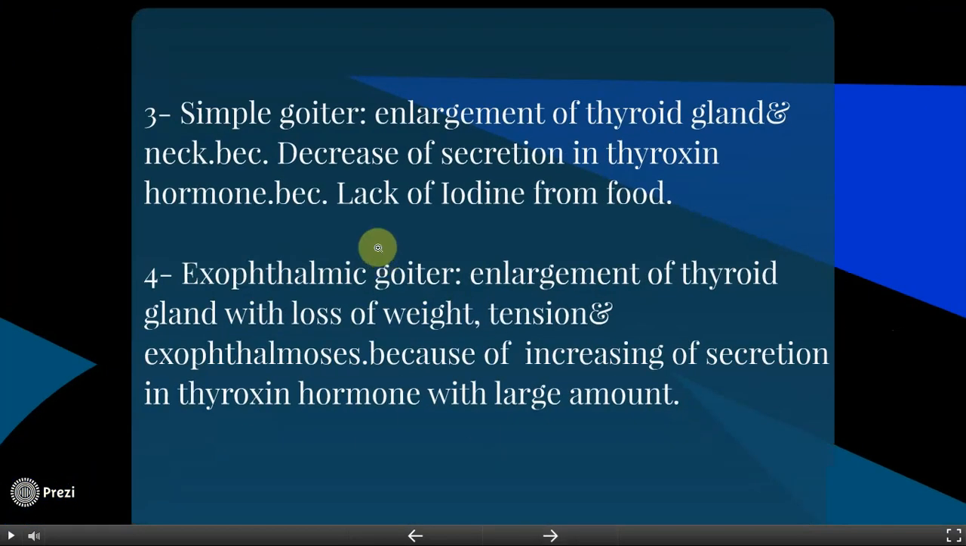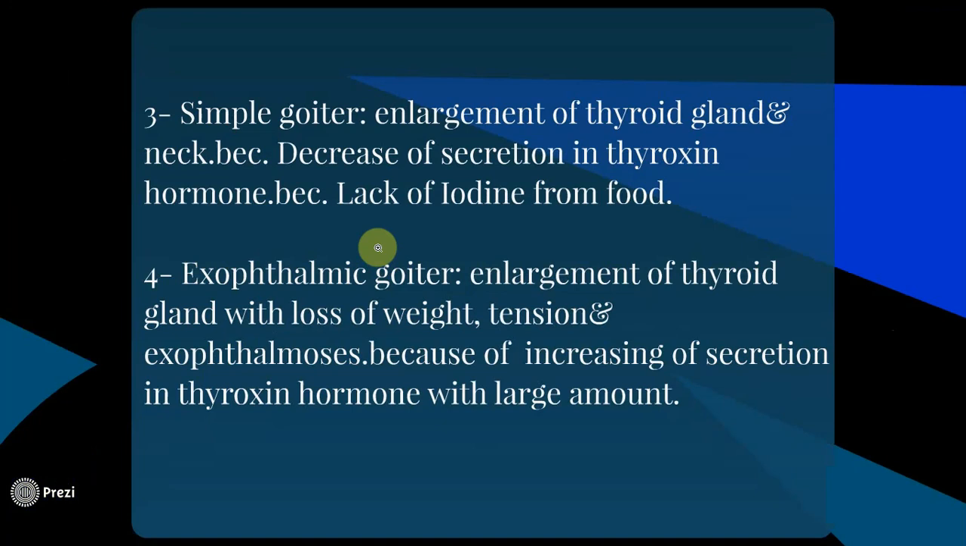So again, simple goiter: enlargement of the thyroid gland and neck because of decreasing secretion of thyroxine hormone, because of lack of iodine from food. While exophthalmic goiter: enlargement of the thyroid gland with loss of weight, tension, and exophthalmosis because of increasing secretion of thyroxine hormone in large amounts.